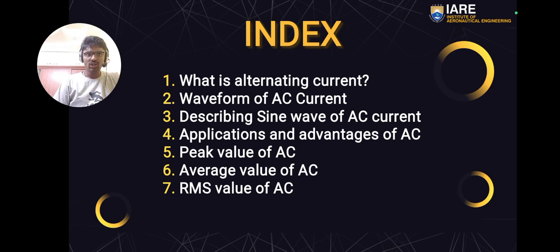So these are the concepts we are going to discuss in this presentation. What is alternating current, waveform of AC current, describing sine wave of AC current, application and disadvantages of alternating current, peak value of AC with phasor figures, and average value of alternating current with respect to RMS value of AC. So these are the concepts which we are going to be presenting. So let us dive deep into the concept.